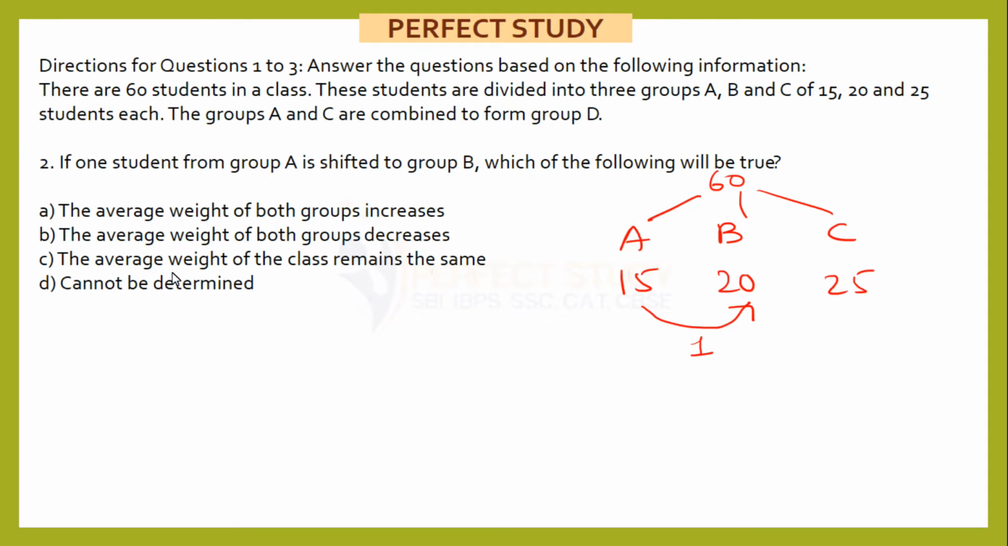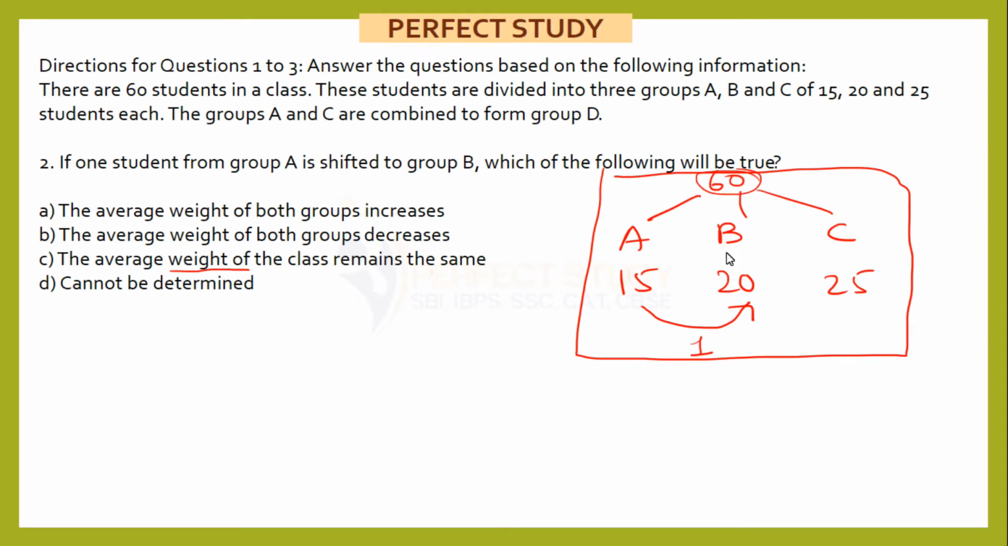The average weight of the class remains the same. Okay. Now this one student shifting from Group A to B, does it impact my class? It is just an internal shift. My class 60 remains 60. That means just by shifting from Group A to Group B, actually from a class point of view, nothing is happening. Nobody is going out of class, nobody is coming inside the class. That means the average weight of the class will remain the same. That will be true. There is no change from overall class point of view.